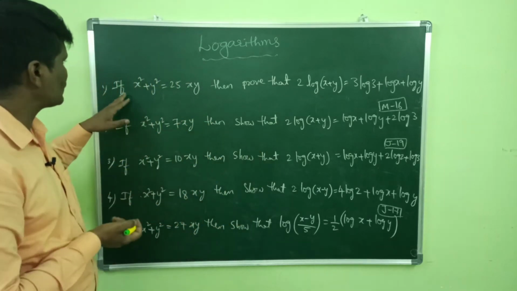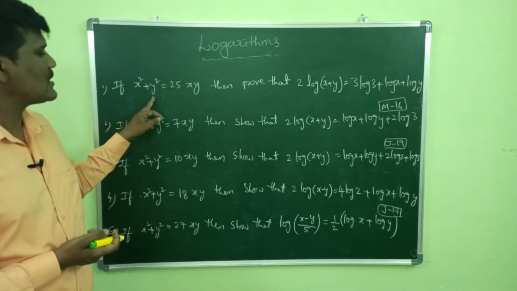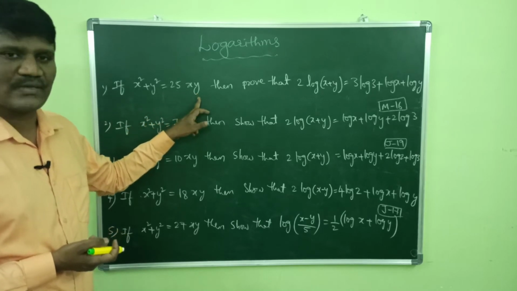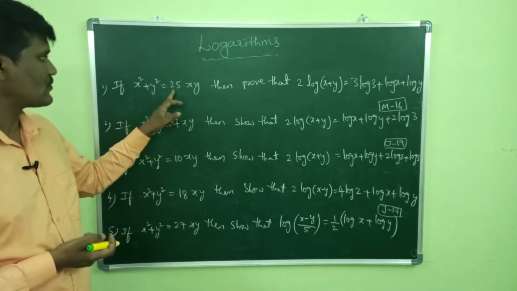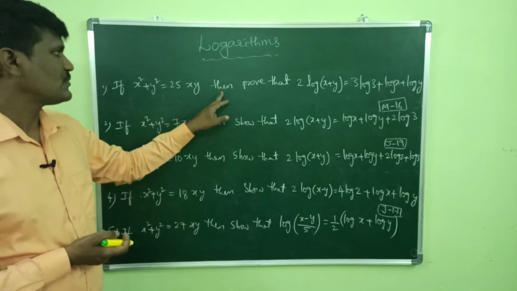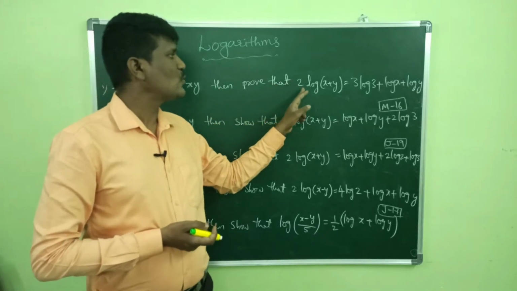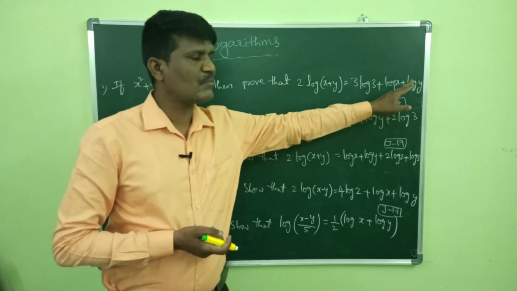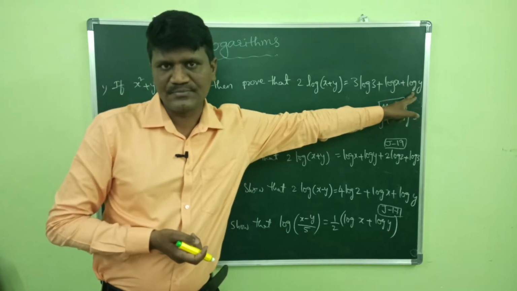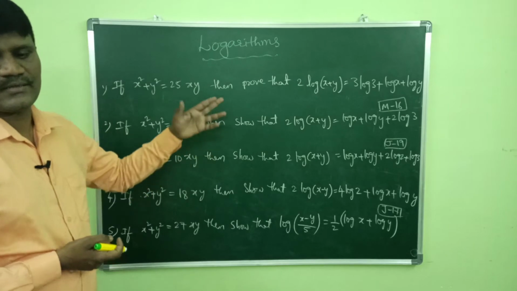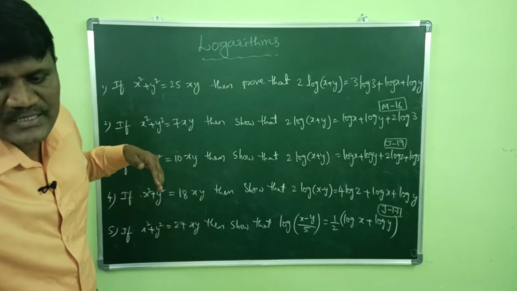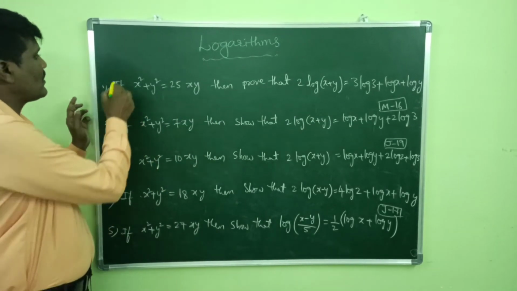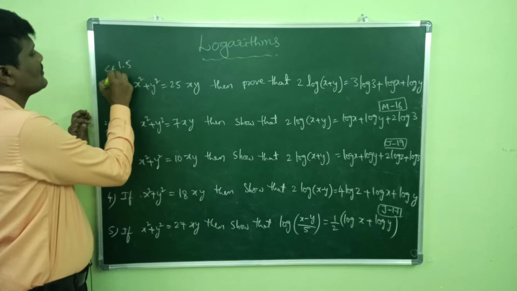So if you observe the first question, if x square plus y square is equal to 25xy, this is given, x square plus y square is equal to 25xy, then prove that 2 log (x plus y) is equal to 3 log 3 plus log x plus log y. This is from exercise 1.5, the 5th question.